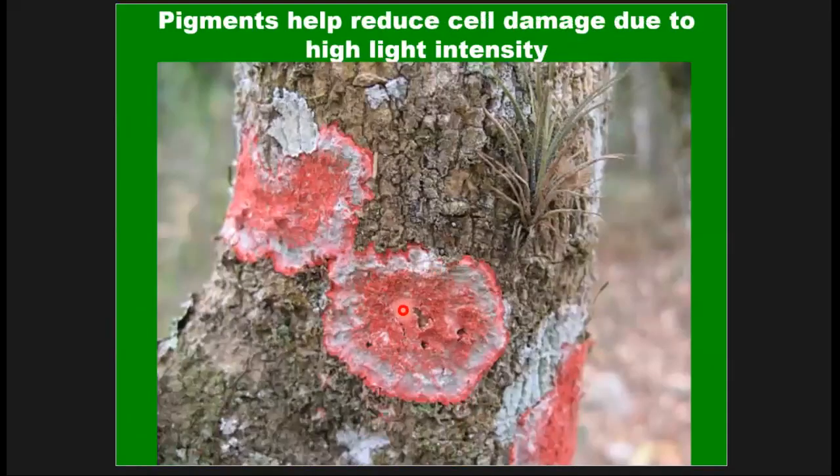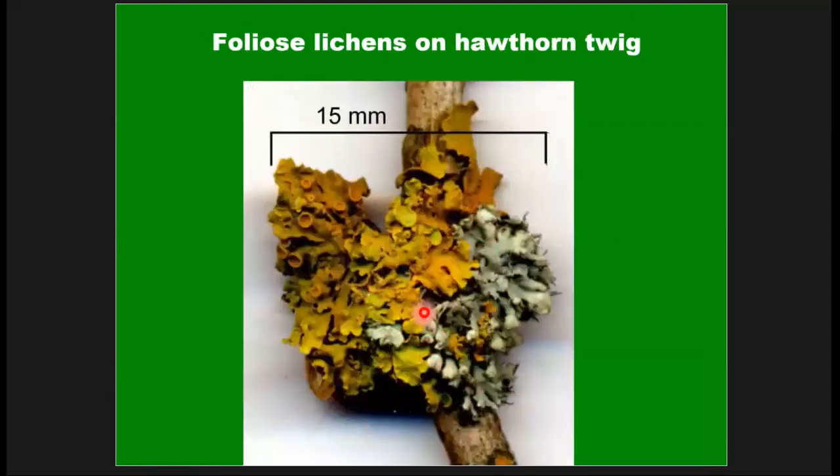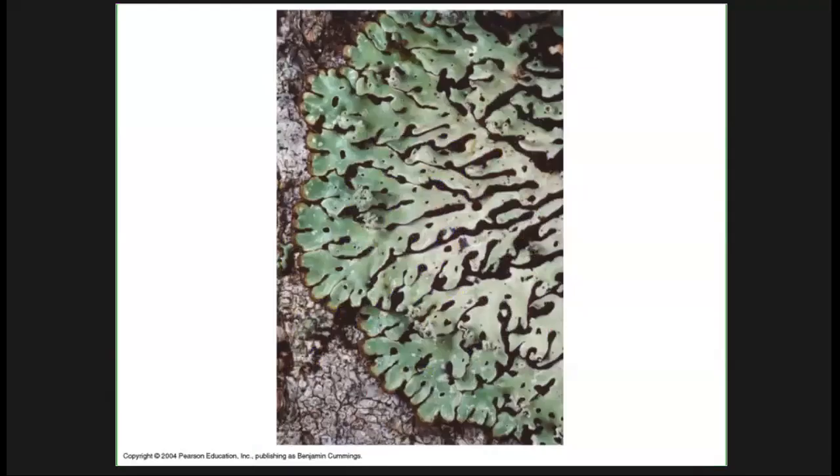Those are pigments that the lichen is producing, and it's actually kind of a sunscreen effect, where these pigments absorb ultraviolet light and help protect the lichen from ultraviolet damage. Here are some lichens on a granite gravestone, very beautiful. Here are some foliose. You can see where they look a little bit more leaf-like. They look like the blades of a leaf. Here's another really good example of a foliose lichen, very leaf-like.